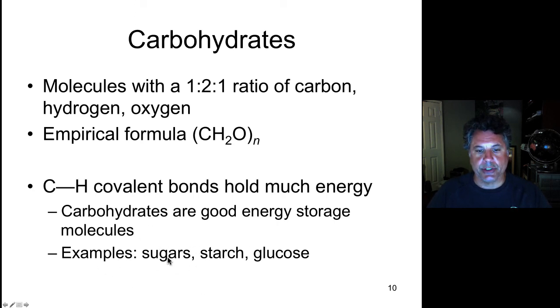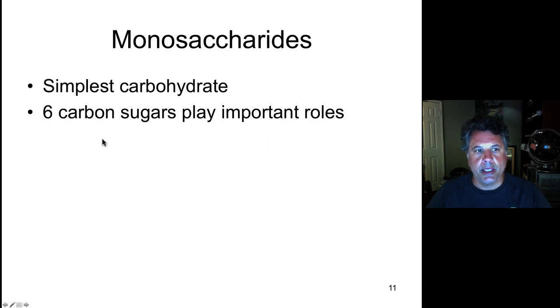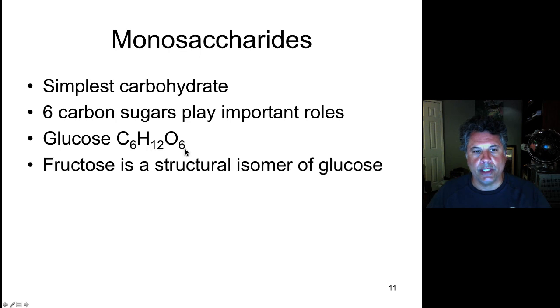Like sugars. Sugars are carbohydrates. Starch is a storage form of sugars linked together. Glucose is a single sugar. We'll come across these again. Let's talk about some of these carbohydrates. Let's look at some monosaccharides. Mono meaning 1, saccharides meaning sugars. So let's look at single-ringed sugar. 6 carbon sugars, like glucose. There's 6 carbons, twice that number of hydrogens, and 6 oxygens, 1 to 2 to 1 ratio.